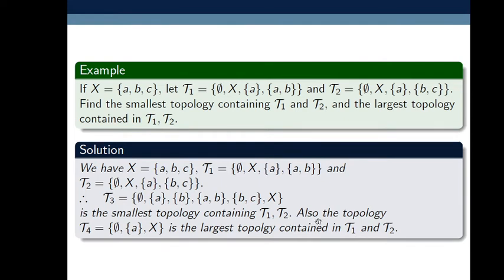Now we have to find the largest topology which is contained in both tau 1 and tau 2. So here we define tau 4, which is equal to {empty set, {a}, X}. The union of {a} with X is X, and the intersection of X with {a} is {a}. The empty set and X are present in tau 4, so all the conditions are satisfied for a topology. That's why tau 4 is a topology on X, and this is the largest topology which is contained in both tau 1 and tau 2. So tau 4 is a subset of tau 1, and also a subset of tau 2. So this is the solution.